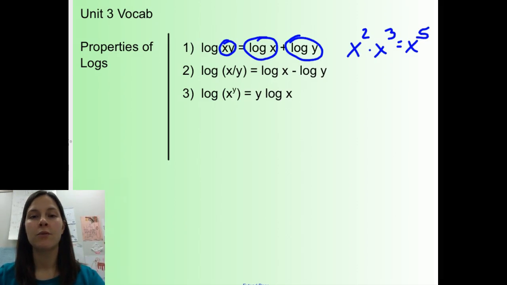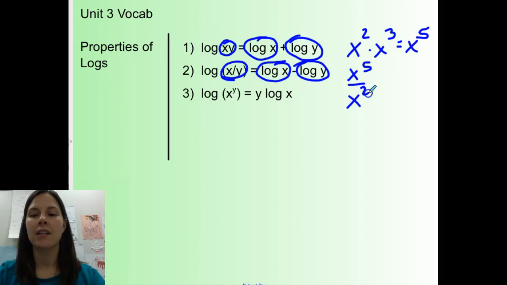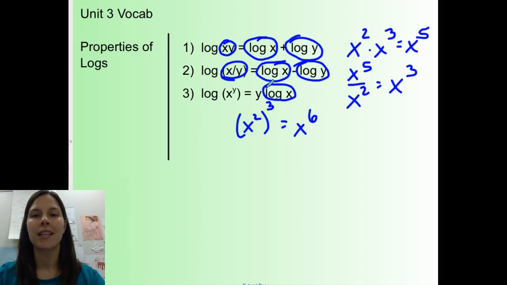Our second rule comes from the division property of exponents. If we subtract the exponents, it came from division. So this would be something like x to the 5th divided by x squared, and we subtract those exponents. Our last one comes from the power of a power rule. If we have a power raised to a power, we multiply the exponents together. A log is an exponent, so we're taking this exponent times what was an exponent in the problem.